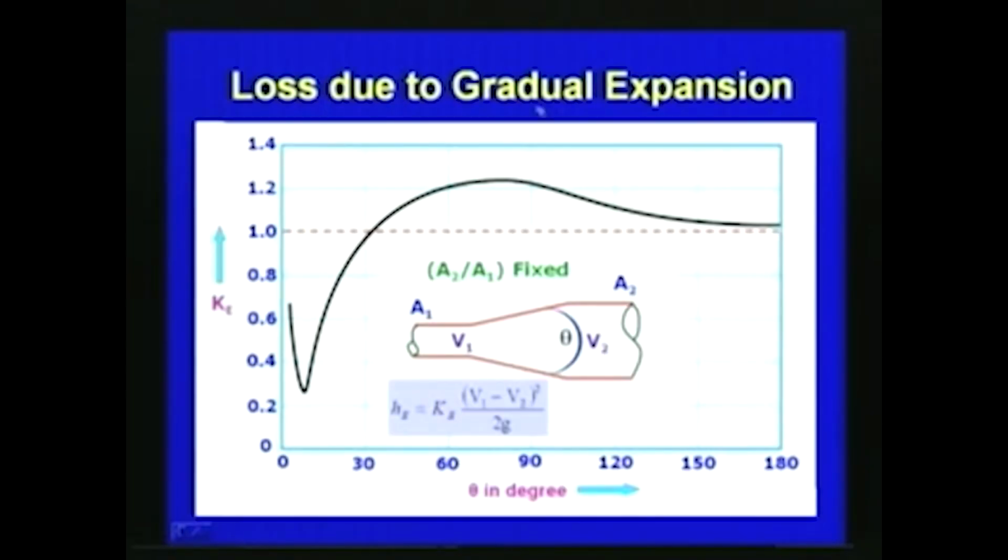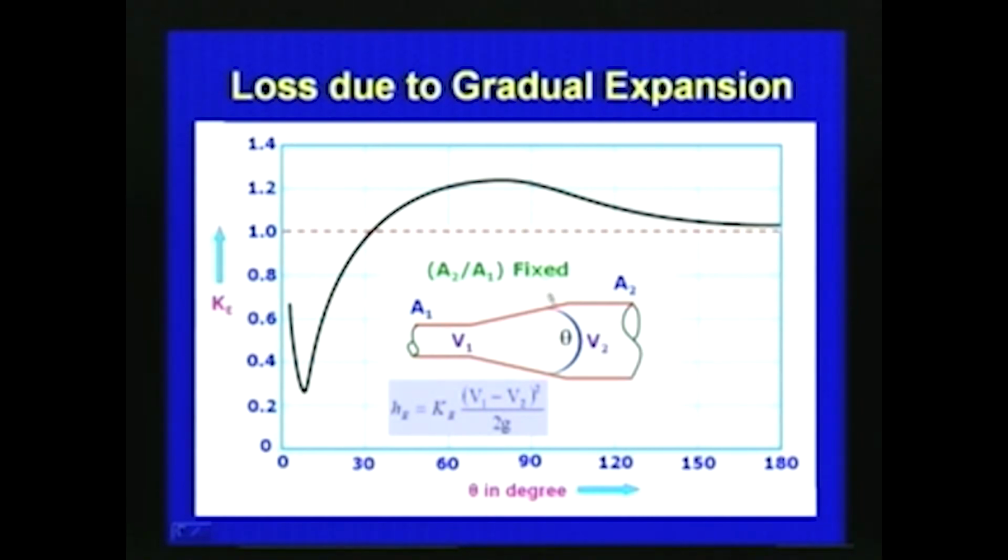With respect to the loss due to gradual expansion, we have seen earlier a formula for the expansion of a pipe. When the pipe is expanding from area of cross section A1 or pipe diameter D1 to pipe diameter D2 and area of cross section A2, the loss due to the expansion can be written as Ke into (V1 minus V2) whole square by 2g, where V1 is the velocity at section 1 and V2 is the velocity at section 2, and K is the loss coefficient with respect to the various expansion types.